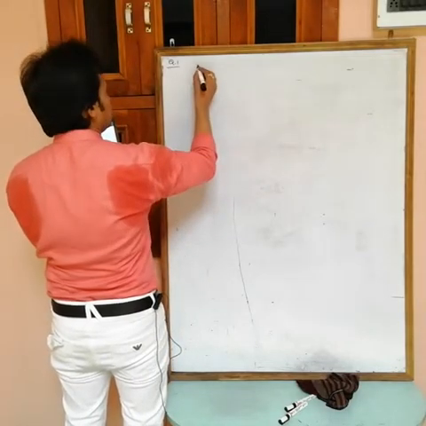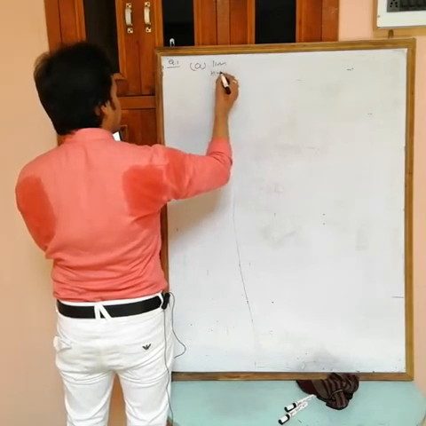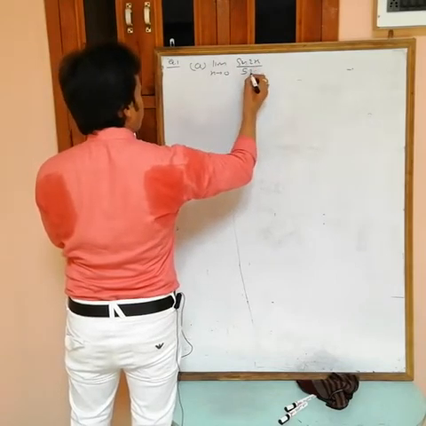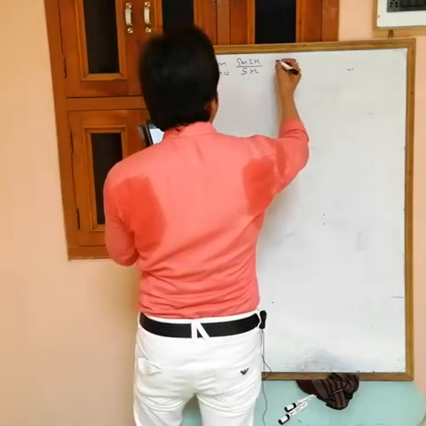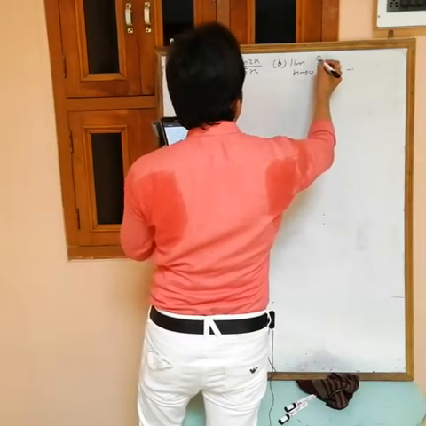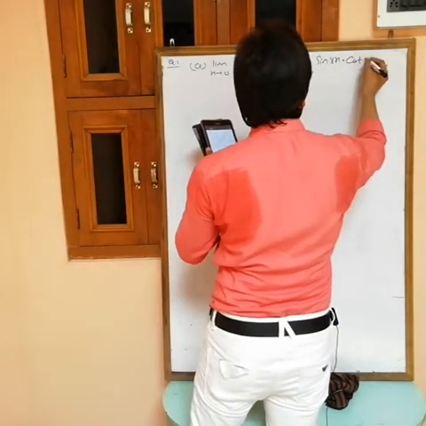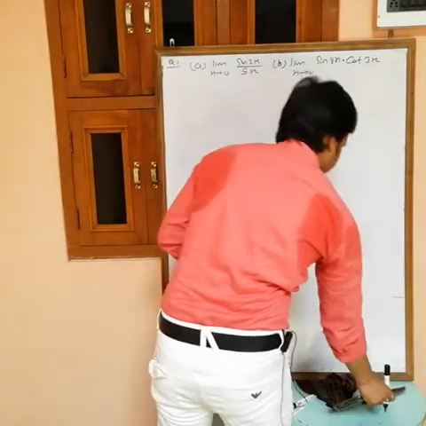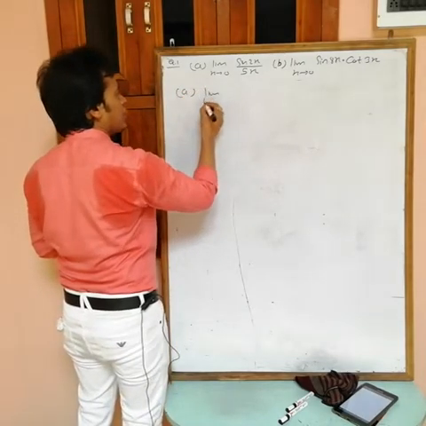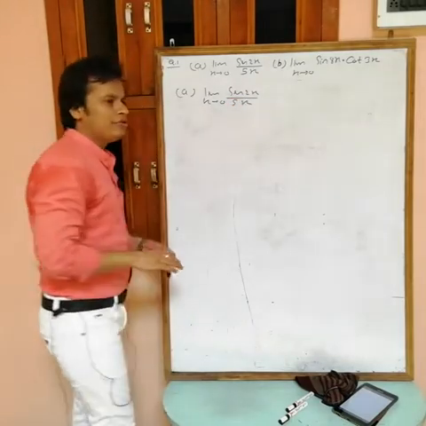First question, part a is limit x tending to 0, sin 2x by 5x, and part b is limit x tending to 0, sin 8x into cot 3x. First solve this. Now see the first one, limit x tending to 0, sin 2x by 5x. You want the value of this.